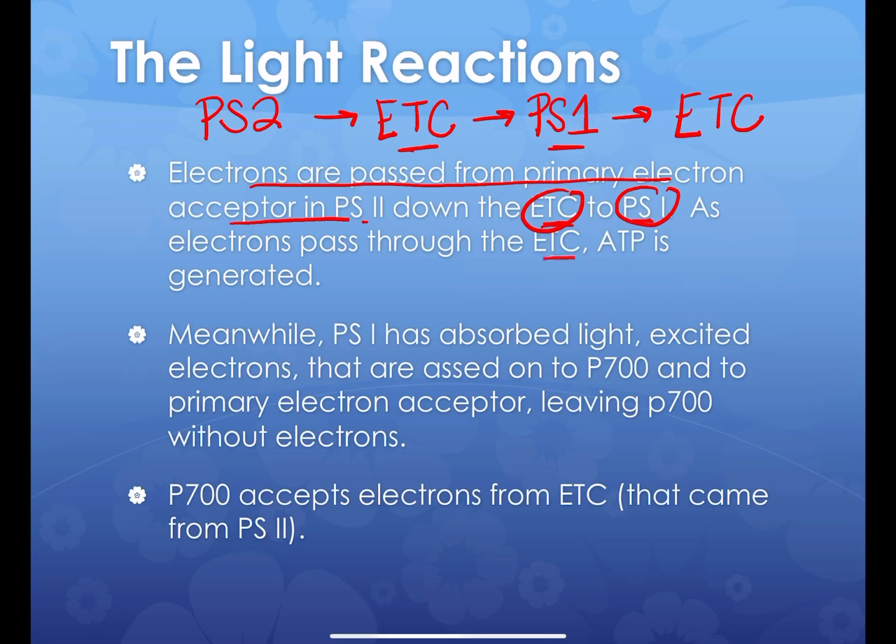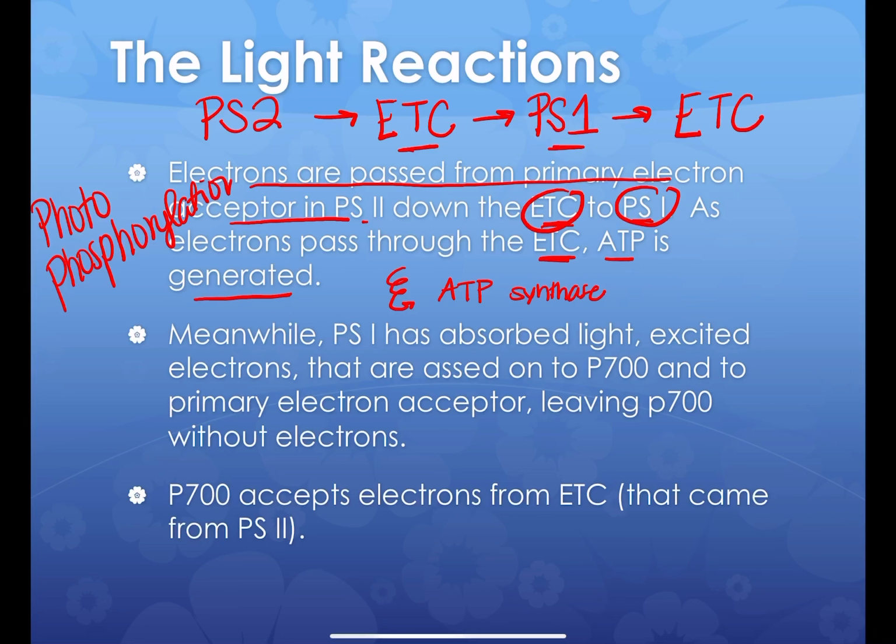And then as they move through the electron transport chain, ATP is generated, okay? Using that same ATP synthase like we had in cellular respiration, okay? Using chemiosmosis, building up that concentration gradient to drive the synthesis of ATP from ADP, okay? And again, this is photophosphorylation. All right.